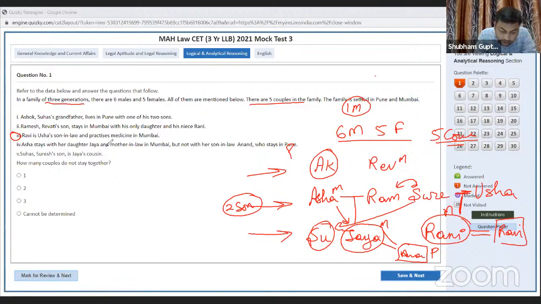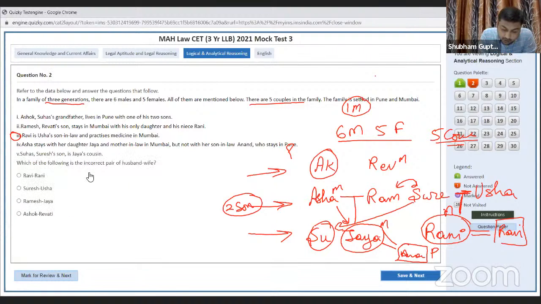Suhas. So how many couples do not stay together? Now we are only given information about Jaya and Anand, not about others. If I see, I have no information about Asha and Ramesh, Suresh and Usha, and Ashok and Revati. So I am not sure which one should be the answer. So I would go with cannot be determined and move forward.